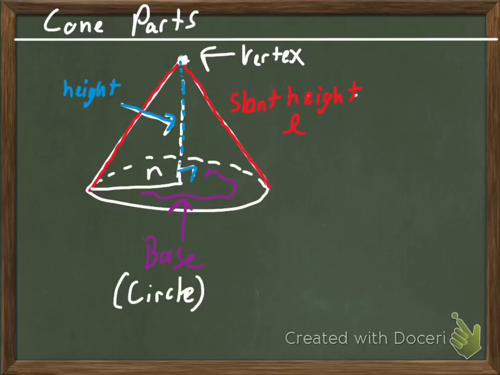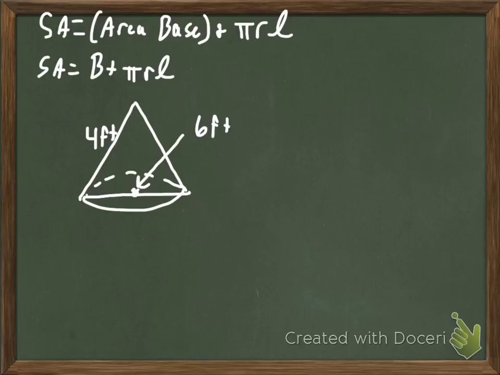It's nice though that the base is a circle, because as you'll see with your pyramids, it makes the formula a little bit easier because you don't have all these different bases. So the surface area of a cone is the area of the base plus pi times radius times slant height.